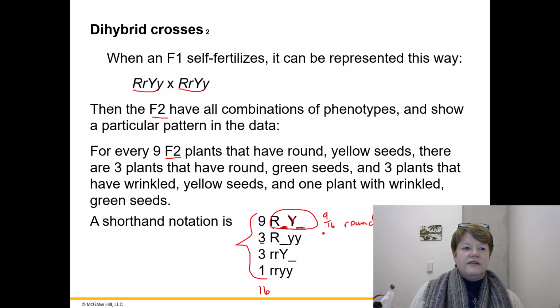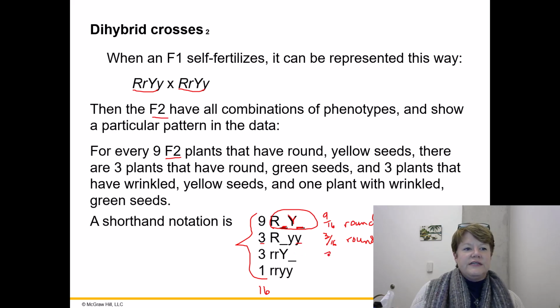3 out of every 16 offspring will be plants that make round seeds, but the seeds are not only round but green, because green is the recessive, green is the little y.